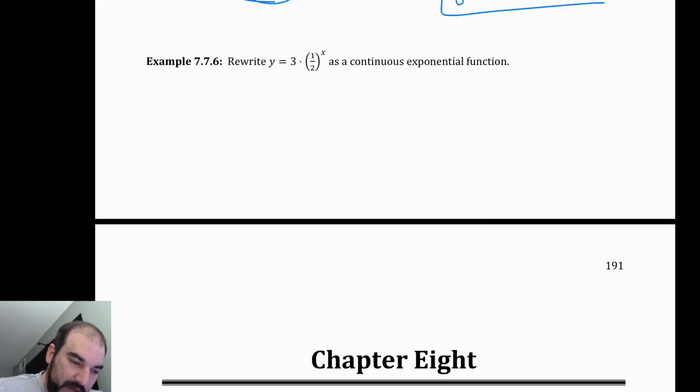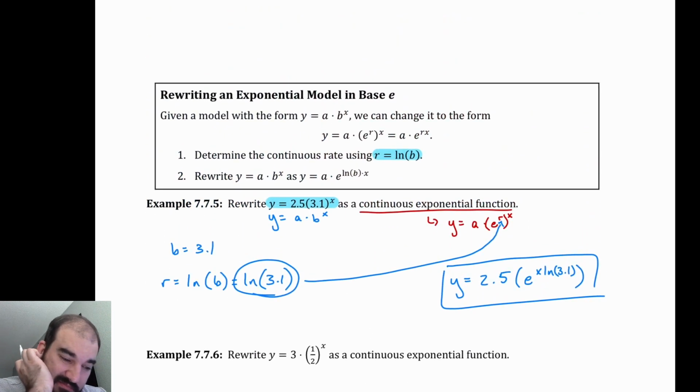Okay, that concludes chapter 7. Are there any questions on this last part before we move on to chapter 8?